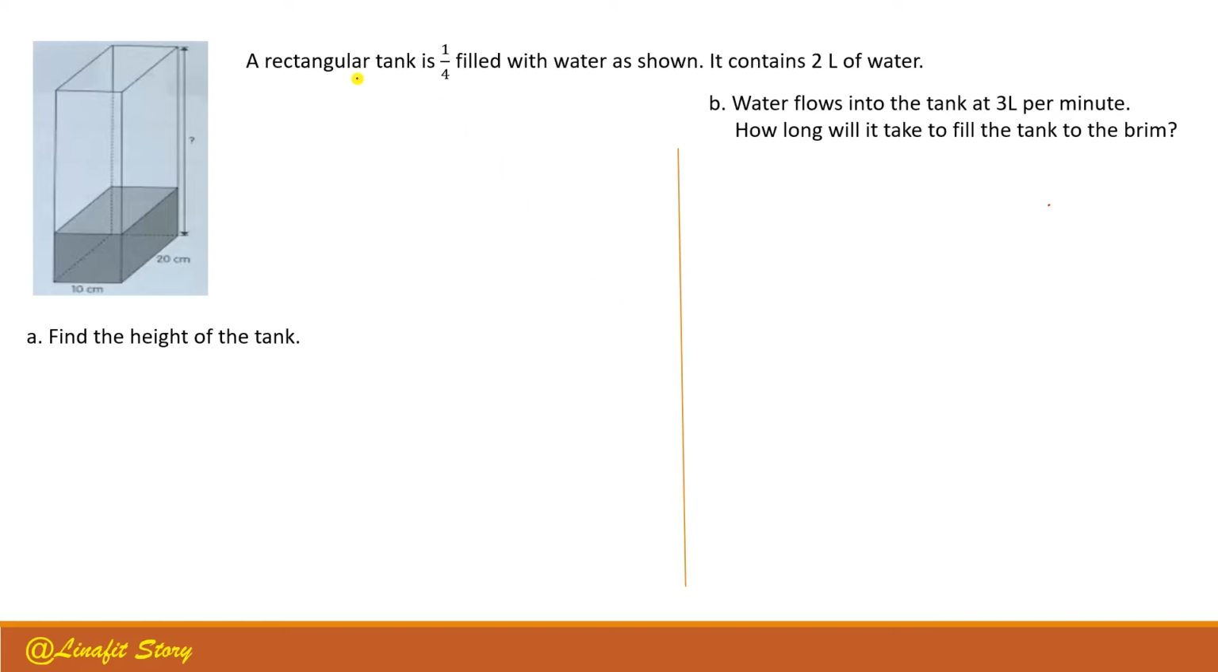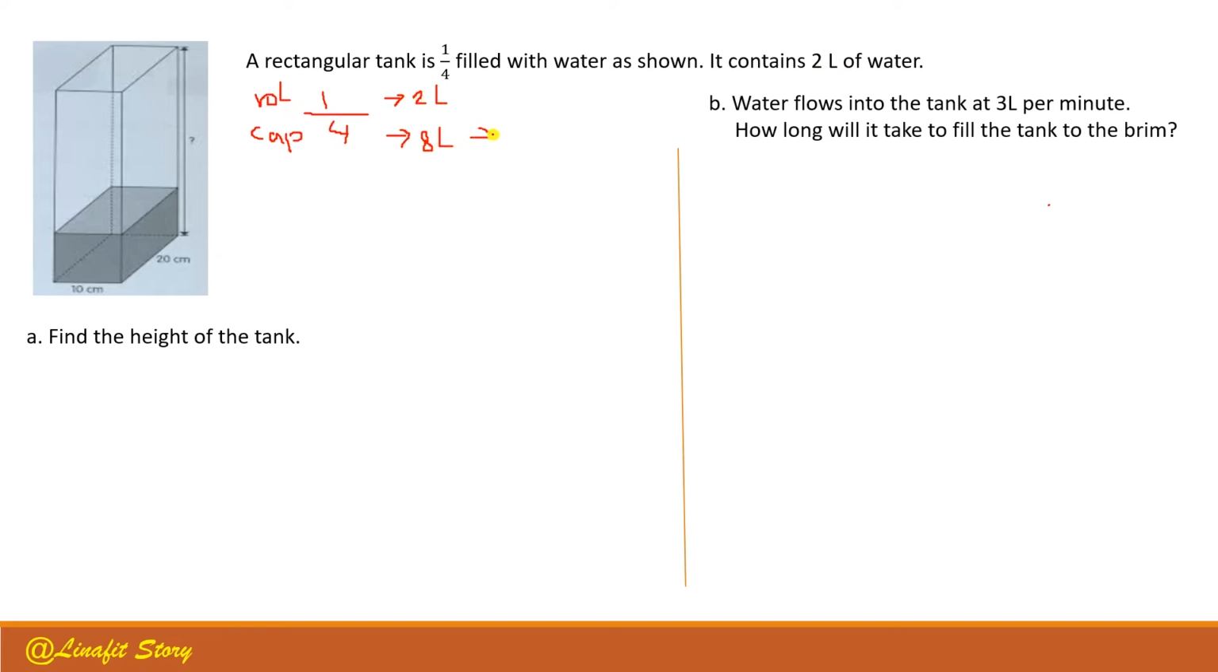A rectangle tank is a quarter filled with water as shown. It contains 2 liters of water. Question A. Find the height of the tank. There are 2 different methods to solve question A, so here is the first. The tank is a quarter filled with water. So 1 unit is the volume and 4 units is the capacity. The volume is 2 liters. If 1 unit is 2 liters, so 4 units is 4 times 2 is 8 liters.